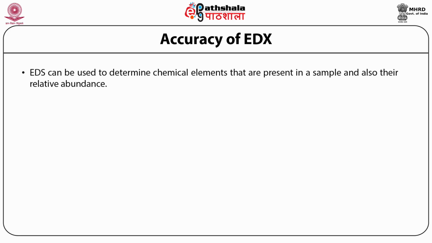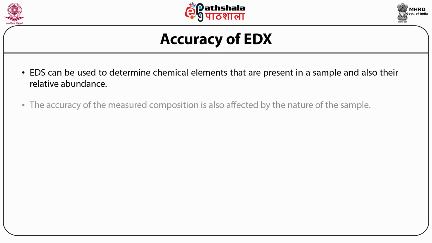EDS or EDX can be used to determine the chemical composition of a sample and also the relative abundance of elements. The accuracy of quantitative analysis of the sample composition is affected by various factors. Many elements have overlapping X-ray emission peaks, for example, titanium K beta, vanadium K alpha, manganese K beta and iron K alpha. The accuracy of the measured composition is also affected by the nature of the sample.